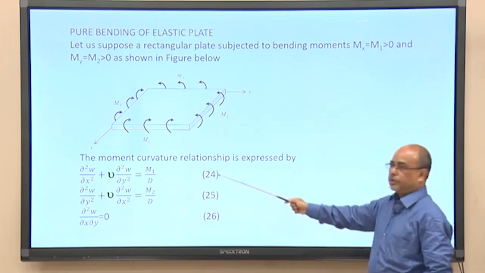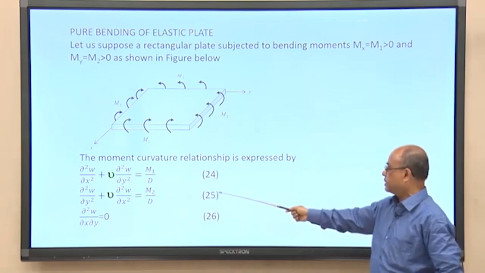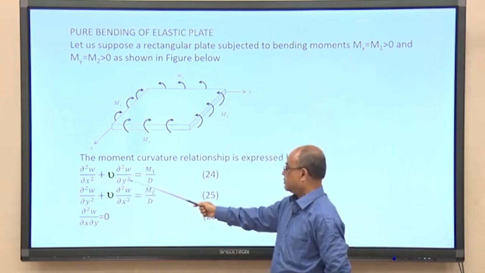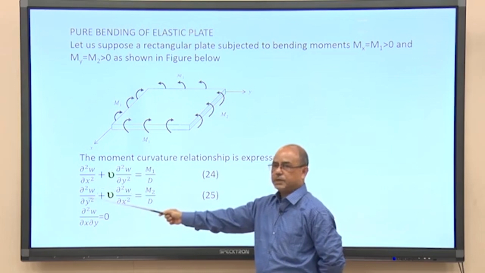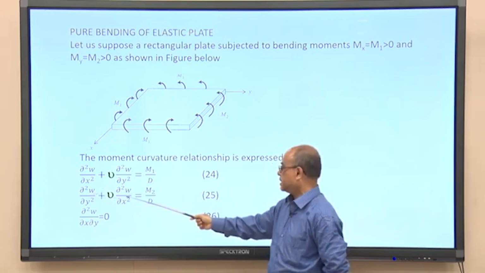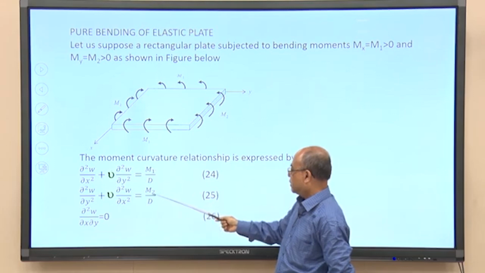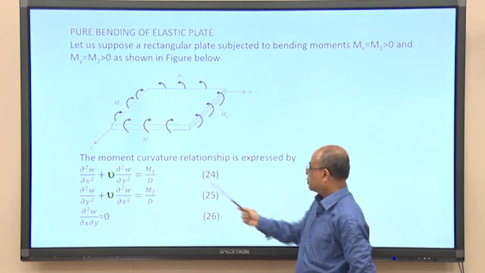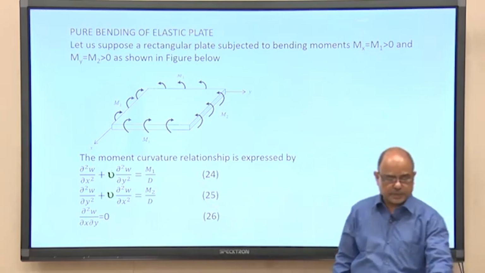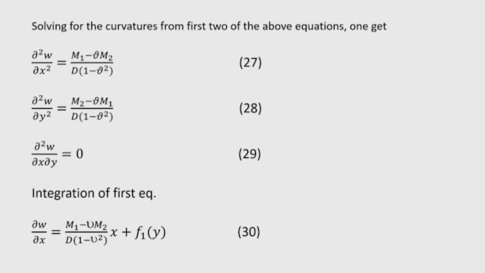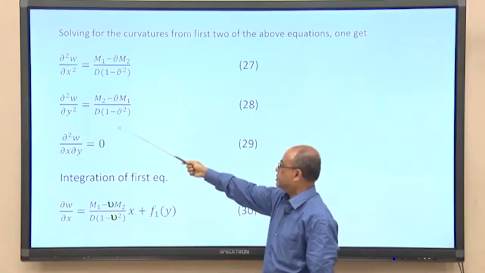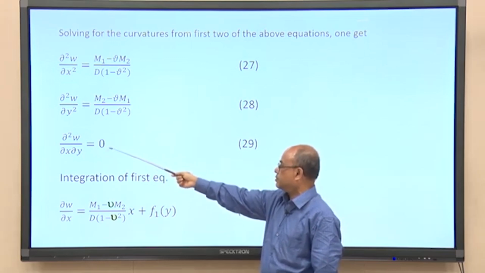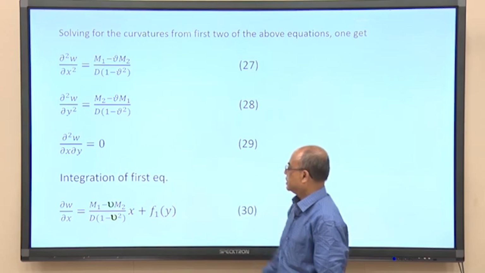Now, equations number 24 and 25 you can see here, this is the curvature in x direction and this is the curvature in y direction. Here this is curvature in y direction, this is curvature in x direction, and these are the moments, that is applied moments M 1 and M 2 on the plate. So, solving 24 and 25 simultaneously, one can obtain this expression of curvature in x direction and expression of curvature in y direction, and twisting moment as usual we have written del square w del x del y equal to 0.